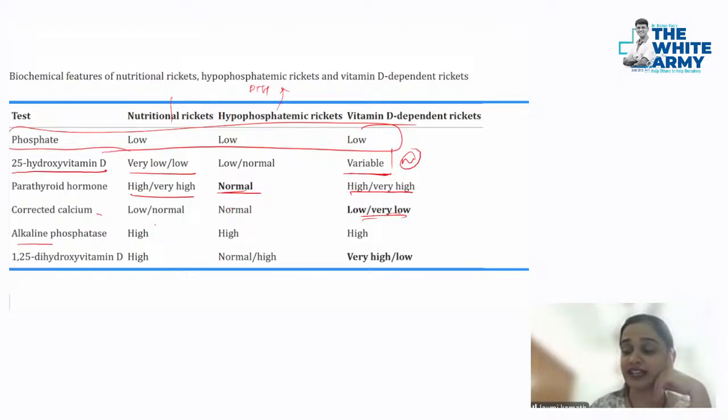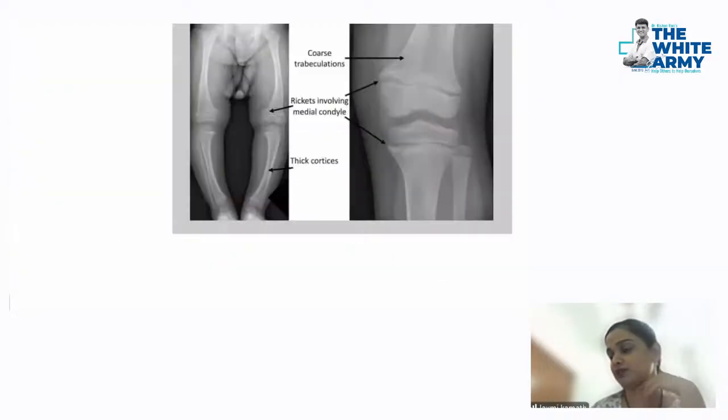Alkaline phosphatase is high in all. Why? Because the compensation is coming from the bone. And 1,25 hydroxy vitamin D is very high in type 2 or low. So this is a rough picture to remember. So what is one thing that you have to remember?